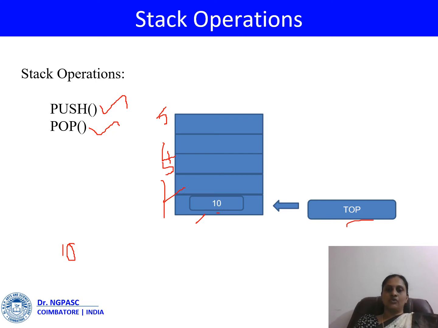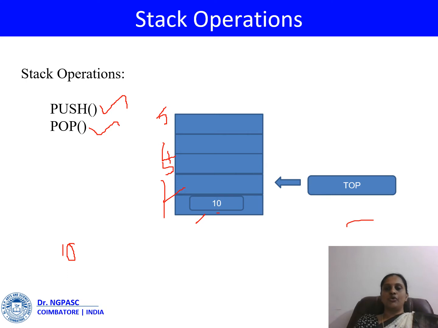Next, I want to include the value 20 inside the stack. I know that with the help of the top pointer only, I can include the values. So if I want to insert the next value, the first thing I have to do is update my top pointer. How can I update this? I just make the top pointer point to the next location in the stack. Now, with the help of the top pointer, I will include the value 20 inside the stack. Similarly, the same thing will be continued.